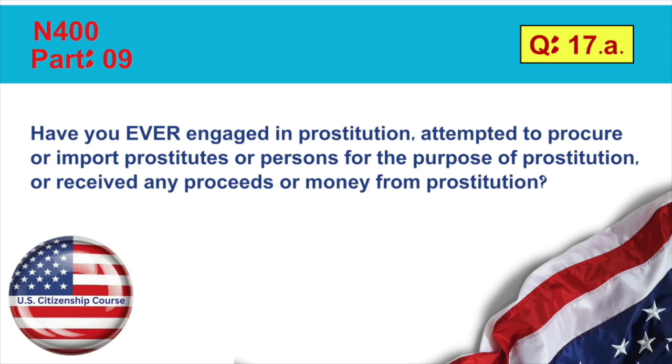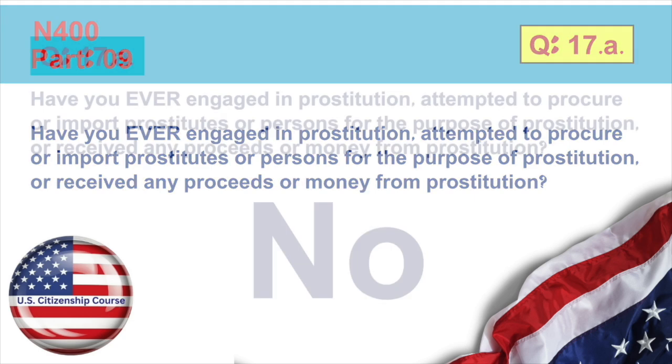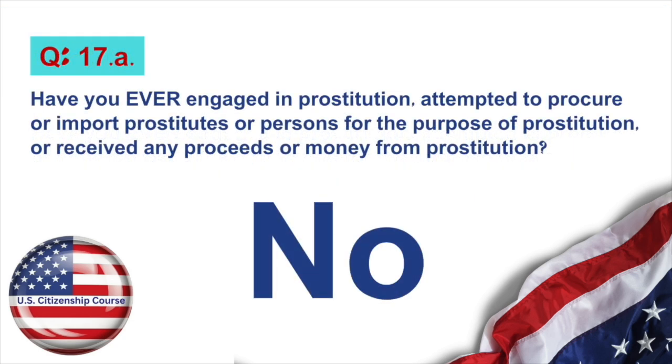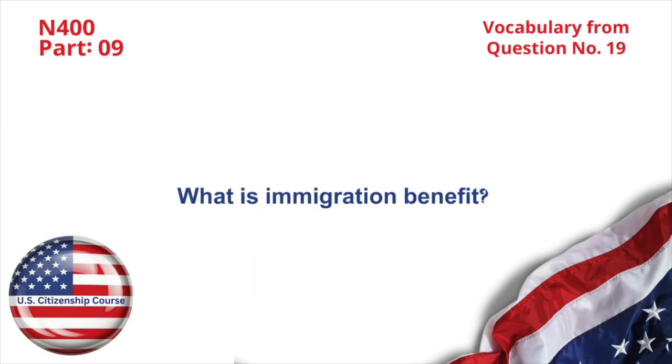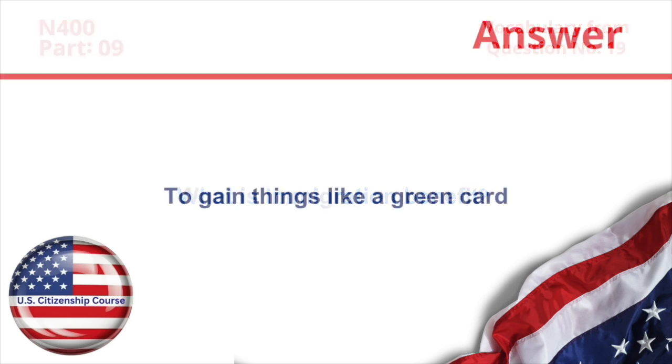Have you ever engaged in prostitution, attempted to procure or import prostitutes or persons for the purpose of prostitution, or received any proceeds or money from prostitution? No. What is immigration benefit? To gain things like a green card.